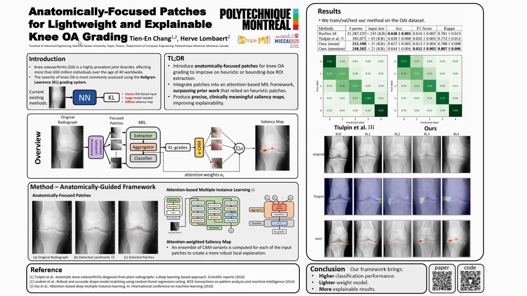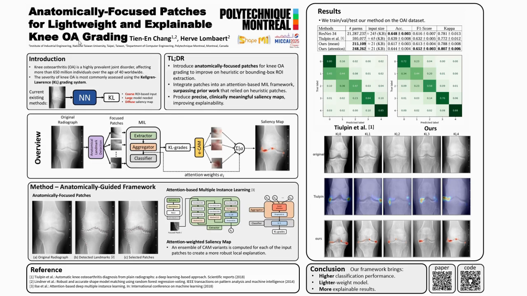To address this, we introduced a novel framework for knee OA grading centered on anatomically focused patches, a new improved representation designed to guide deep learning models with anatomical shapes. This approach consists of three integrated components. 1. A method for generating these focused patches from bone contours. 2. A multiple instance learning, or MIL, framework to aggregate features from these patches. And 3. A post hoc visualization technique to explain the decisions from our model.